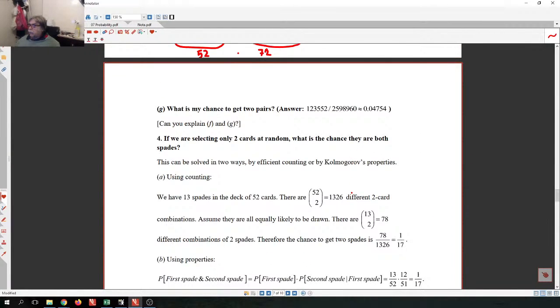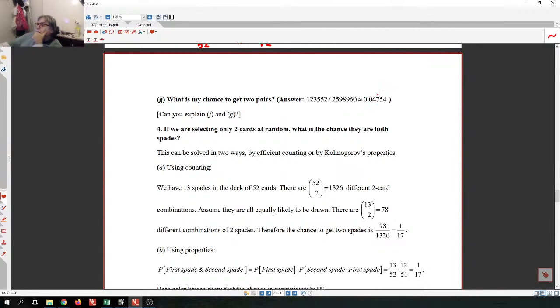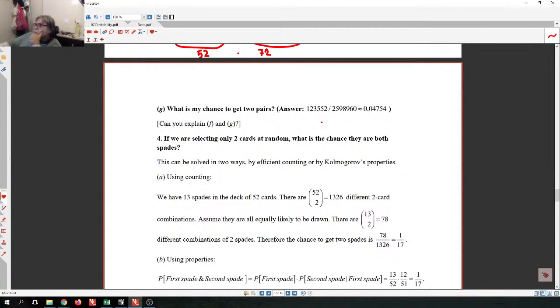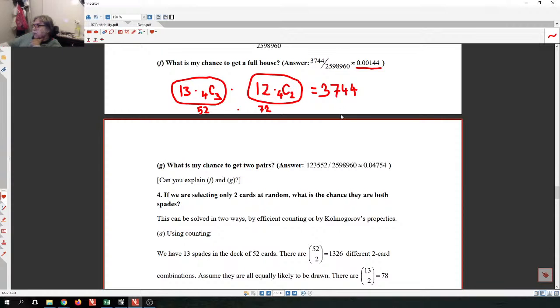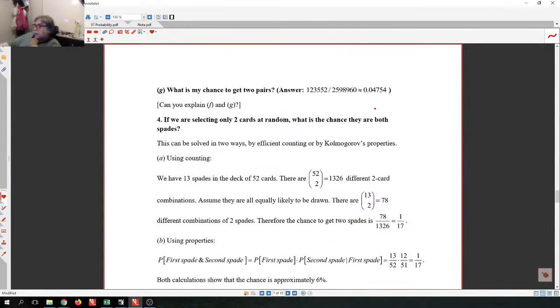Okay, how about 2 pairs? By the way, there's another way to calculate this. I'm going to leave that to you to think about, but this is pretty good enough. I don't need anything else. Okay. What is my chance to get 2 pairs? And the answer here is about 5%.